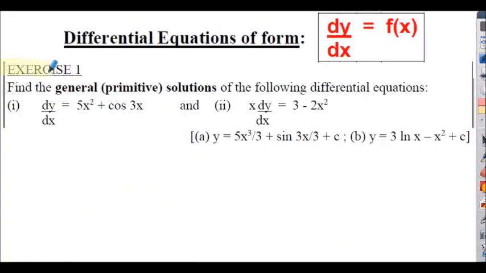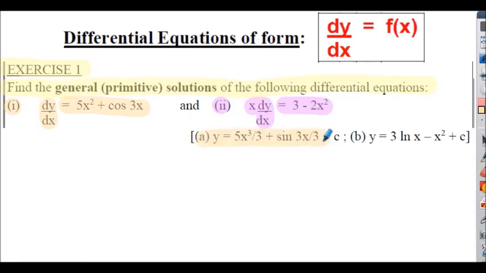Exercise 1, parts 1 and 2: we're asked to find the general solutions to the following differential equations. Part 1 is dy/dx equals 5x squared plus cos of 3x, and part 2, x multiplied by dy/dx equals 3 minus 2x squared. Answers are shown in the square brackets. I would encourage you to stop the presentation and attempt exercise 1, parts 1 and 2, but the full worked solutions are shown on the following slides.